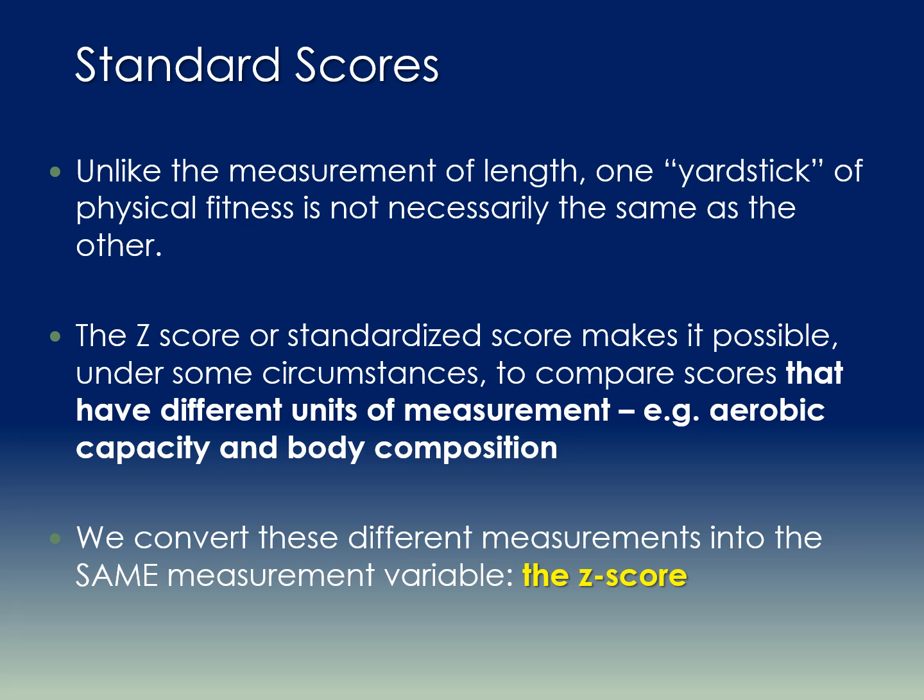So aerobic capacity, which is measured in liters of oxygen per minute, is converted into a Z-score. Body composition, which is measured in percent body fat, in this case, would be converted into a Z-score. So now, because I've done this, I can compare Z-score against Z-score because they're the same unit of measurement.